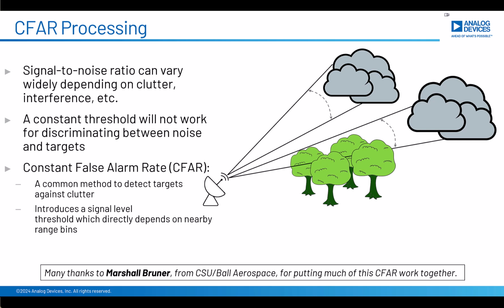But the problem is that these radar returns can vary wildly with different conditions, range, and movement. So we usually can't just set a constant amplitude threshold to detect targets. So CFAR, which stands for Constant False Alarm Rate, gives us an adaptive method to distinguish targets from clutter. It does this by setting a signal level threshold, which is calculated based on nearby range bins.